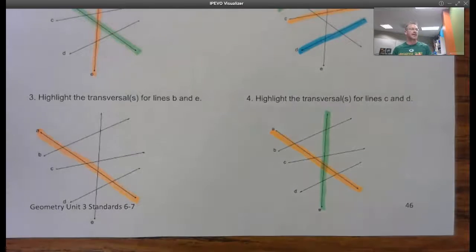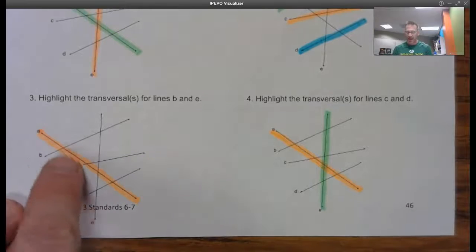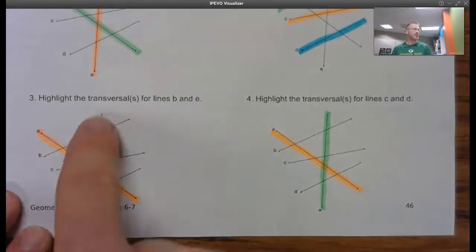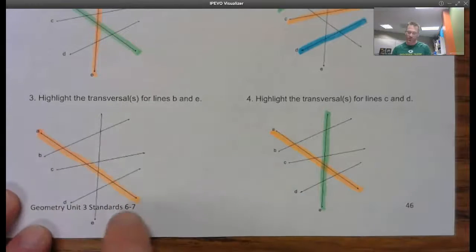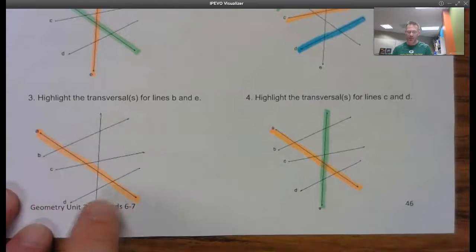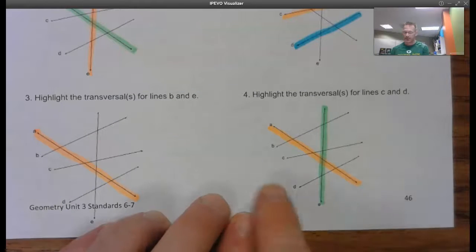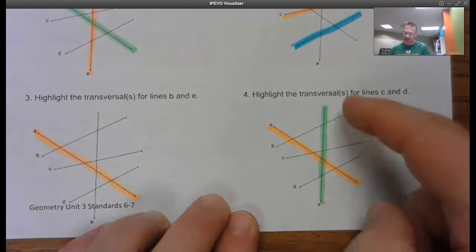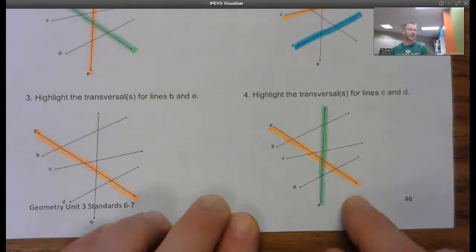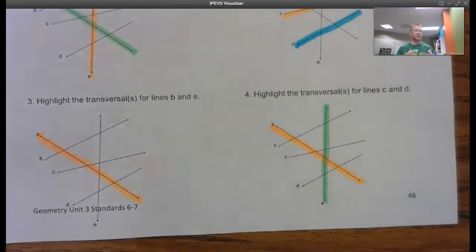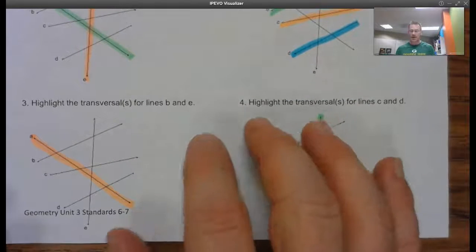In number 3, we only get A as the transversal that hits B and E. Now, if we extended the picture, we might get some more intersections, but we're basing it on just what we see in our picture here. So only A is the line that hits both B and E in this diagram. Now, if we look at 4 for C and D, A hits C and then D, and then E hits C and then D there. So we get two different transversals we could highlight for those lines. Hopefully you feel good with what a transversal is and how to identify that.